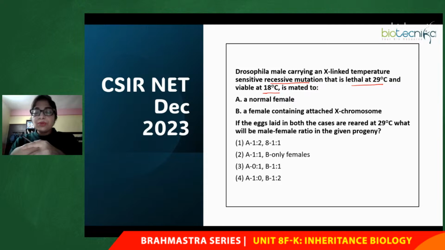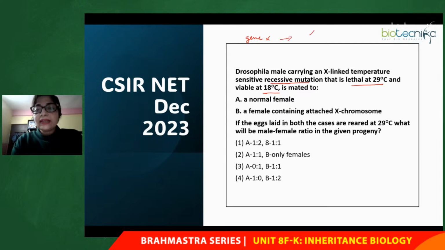Now, because it's a recessive mutation, just assume that this is caused by a gene X, which is X-linked, of course. So let's say that capital X will be the dominant allele and it will be normal, whereas small x will be the recessive allele and that is the mutant. Okay. Now this small x is a temperature-sensitive mutant, which is lethal at 29 degrees Celsius. At 29 degrees Celsius, it is lethal. Okay, I'm writing L. At 18 degrees Celsius, it is normal.